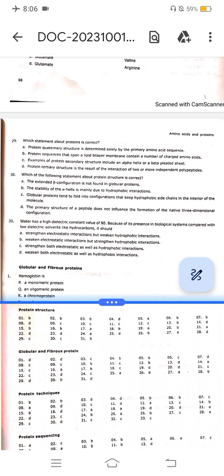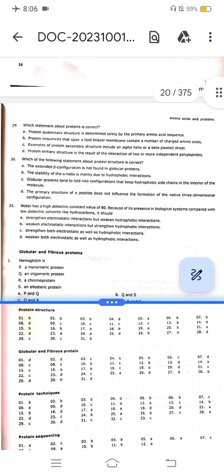And which statement about proteins is correct? 29, the correct answer is found to be C. Examples of protein secondary structure include an alpha helix or beta pleated sheets. That's the obvious answer. All others are incorrect. Protein quaternary structure is determined solely by the primary amino acid sequence. That's not true. Protein sequences that span a lipid bilayer membrane contain a number of charged amino acids. That's also not true. And protein tertiary structure is the result of the interaction of two or more independent polypeptides. That's also wrong.